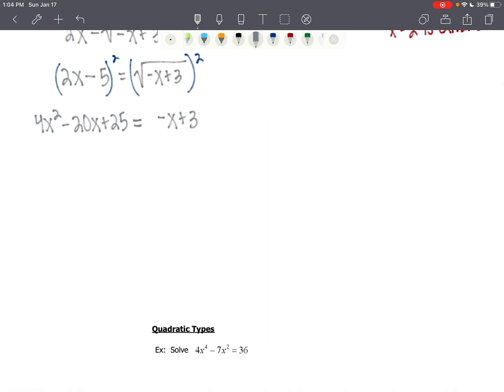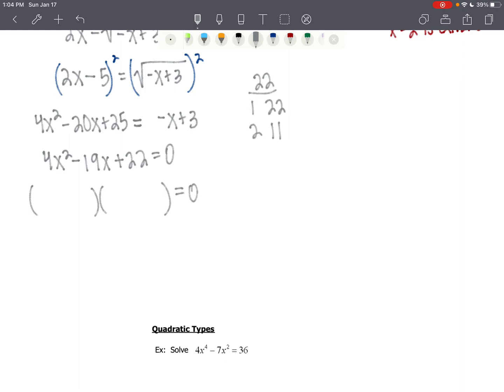I'm going to add x to both sides, 4x squared minus 19x. I'm going to subtract 3, so I'll get plus 22 equals 0. Then I'm going to try and factor this. I can't really do 2 and 2 because the factors of 22 are 1 and 22 and 2 and 11. If I tried 2 and 2, then this 2 would have to go here, which would create a greatest common factor that didn't exist in the original. So not going to do that.